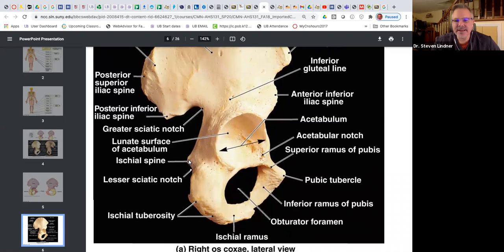Here is the ischial spine with the greater and lesser sciatic notch. Here's the acetabulum, obturator foramen, ischial tuberosity, ischial ramus, pubic tubercle, superior ramus of the pubis, inferior ramus of the pubis.